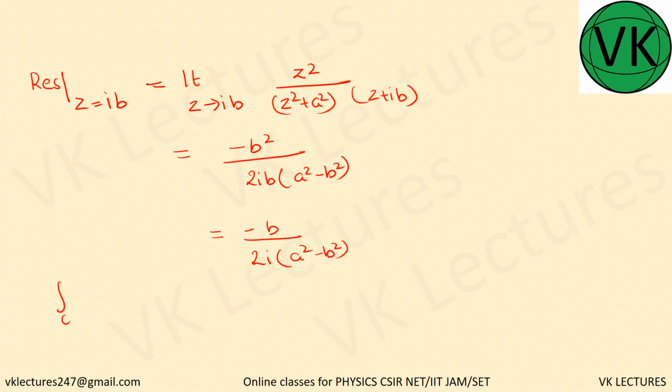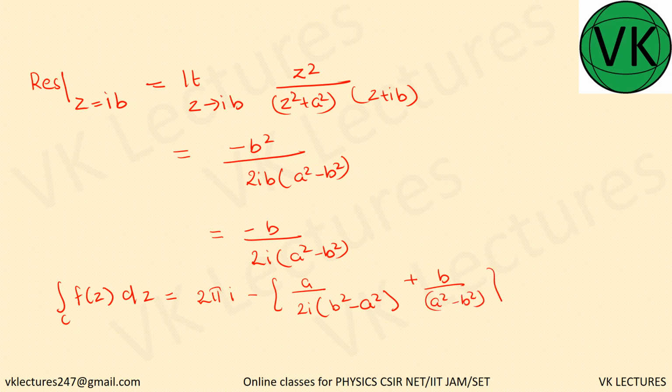So integral c f of z dz is equal to 2 pi i into [minus a by 2i into (b square minus a square) plus b divided by (a square minus b square)], which is equal to pi divided by (b divided by a square minus b square minus a divided by a square minus b square), which is equal to pi divided by a plus b.